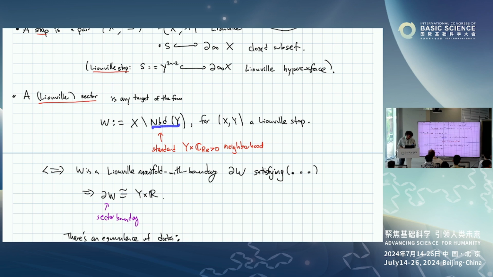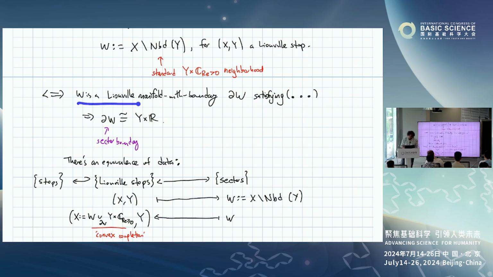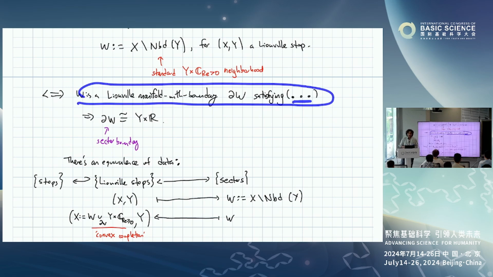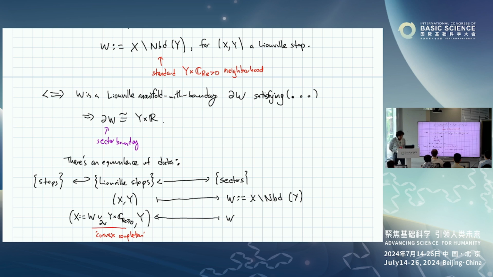now if I remove a Y cross half-plane neighborhood, in particular, the boundary of the resulting W is of the form Y cross R. So that's the higher dimensional generalization of the fact that I was only allowed to cut by R's in dimension 2. So we could also intrinsically study a definition of Liouville sectors where we take a Liouville manifold with boundary satisfying some conditions. And that will imply that the boundary has to be Y cross R. So in fact, in our paper, that's the way we focus on Liouville sectors, through this technical definition that I've omitted for simplicity today.